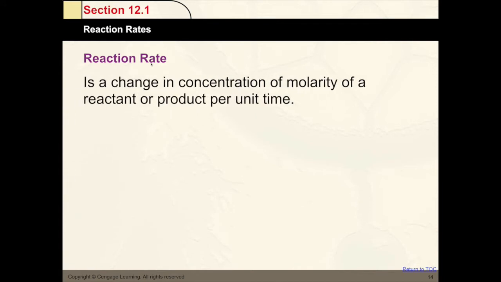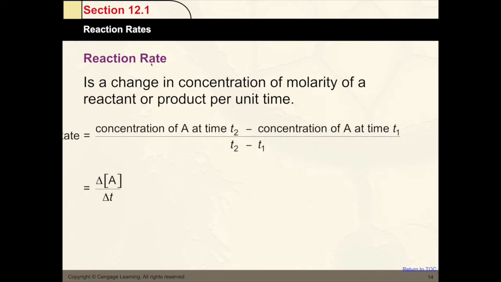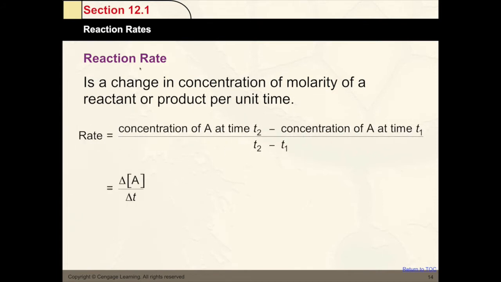So reaction rate is how fast a reaction is taking place, and the equation is taking a look at the concentration or molarity of a reactant or product per unit of time. So rate, reaction rate, or just simply rate, is the concentration of A at a certain time minus the concentration of A at another time over the times, those two, the actual times subtracted as well. So you have this change in concentration over time.